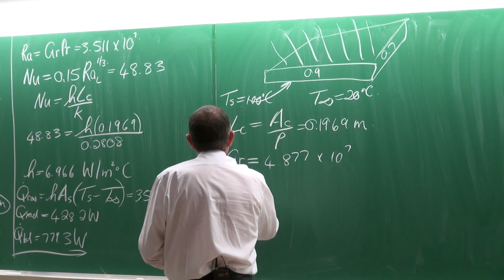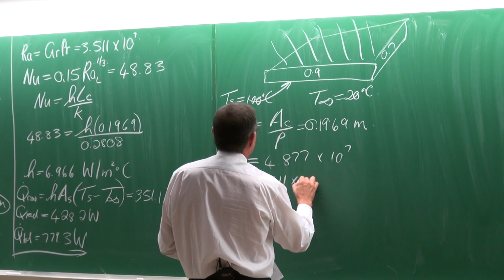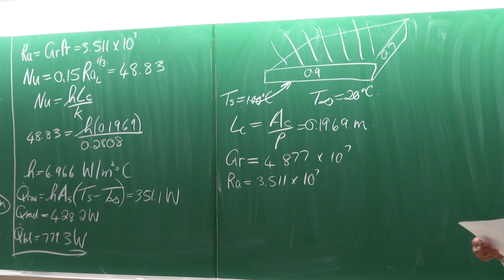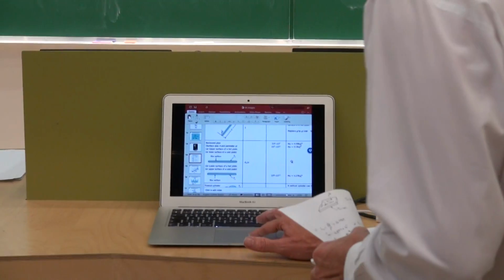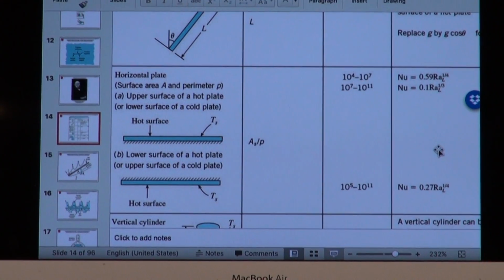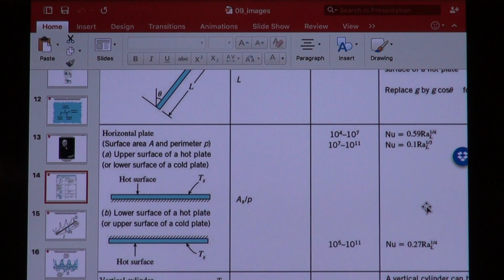The Rayleigh number is going to be 3.511 multiplied by 10 to the 7th. But now, the equation to be used. The equation to be used, well, there's only one. And it says that that equation can be used if the Rayleigh number is between 10 to the 5 and 10 to the 11. So we are lucky. We are in the range. You see? Okay.